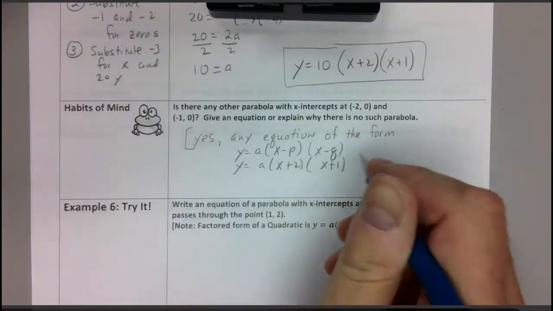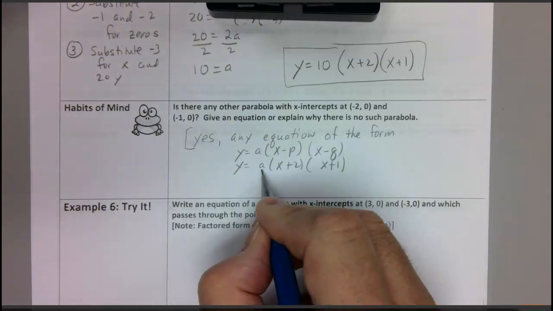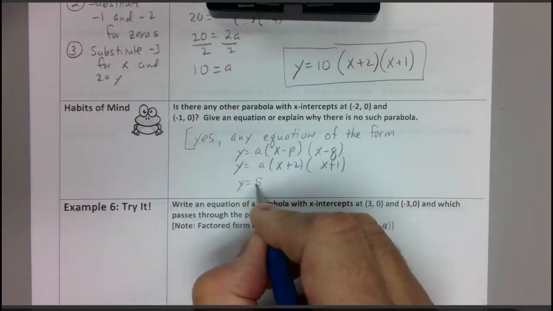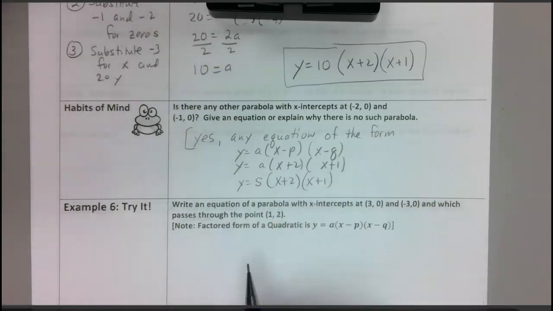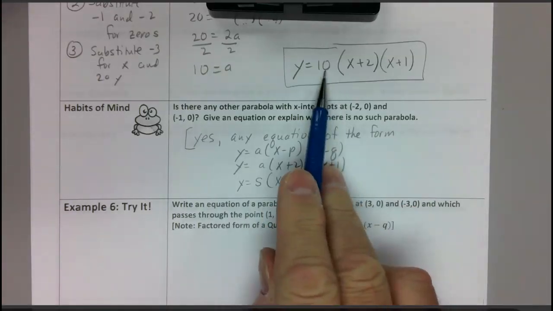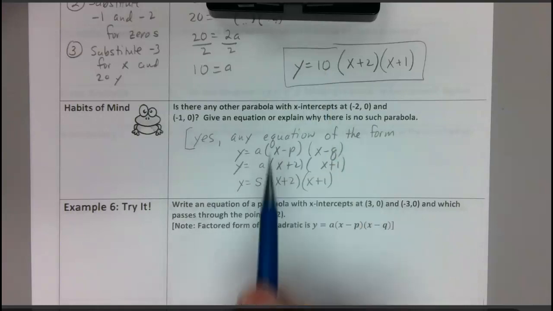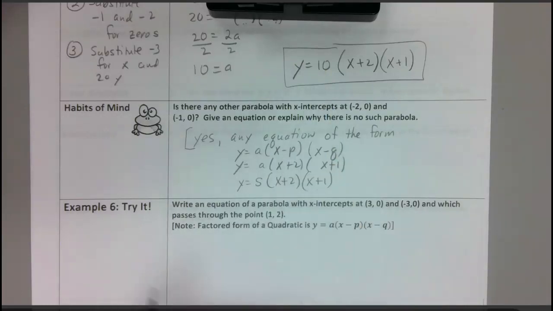There's another parabola it could be. Say a was 5. It still has those same intercepts. It's just not going to be as vertically stretched as the one up here with 10, but it still has the same intercepts, doesn't it? Okay? Now let's try example 6.